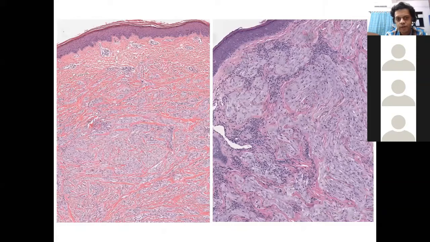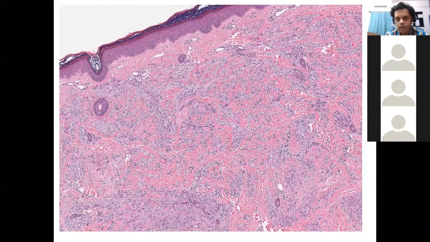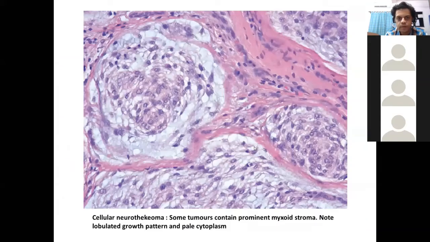They would look like nodules dissecting through the dermis, sometimes anastomosing nodules. Again, this is almost like a granular cell tumor kind of fashion. You have to look for the myxoid change within these nodules and appreciate the fact that they are not really spindled. They are more uniformly rounded.